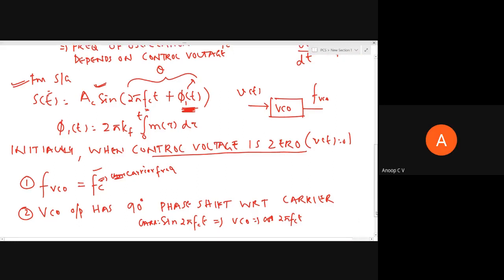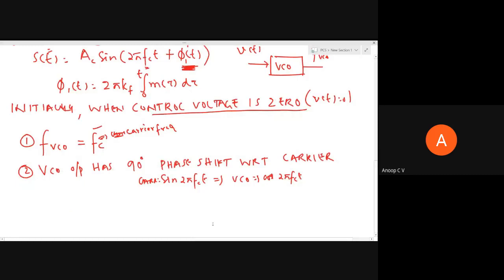So these are the two assumptions. I'll go slowly, you just note it down, no hurry. Initially, when control voltage is 0, the frequency of oscillation of the VCO will be exactly the same as the unmodulated carrier frequency. And the VCO output has a 90-degree phase shift with respect to the carrier, which means here I have assumed the carrier to be a sinusoid, so the VCO output I can represent as a cosinusoid. That's the only difference. So based on these two assumptions, we are going to write the VCO output.